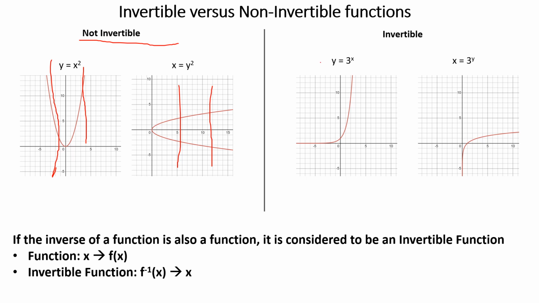But on this exponent right here, y equals 3 to the x, or if I inverse it, x equals 3 to the y, these are both functions. Vertical line test, it will pass through only 1 point no matter where I'm looking at. And that means it's an invertible function.